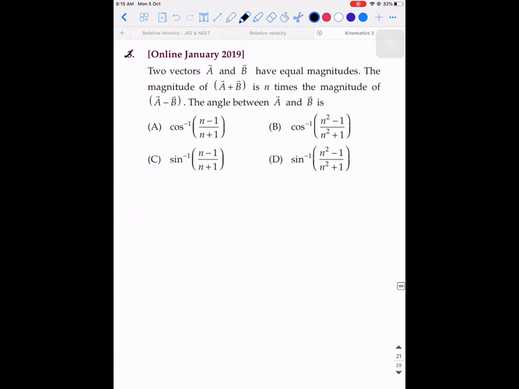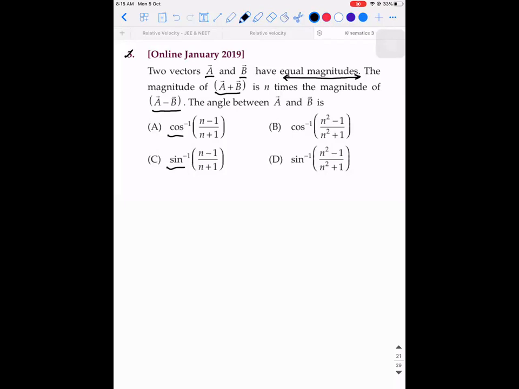Comparatively an easy problem. Let's do this. There are two vectors, A vector and B vector, which have equal magnitudes. The magnitude of A vector plus B vector is n times the magnitude of A vector minus B vector. Then the angle between A vector and B vector is... they have given the options in terms of cos inverse and sine inverse.